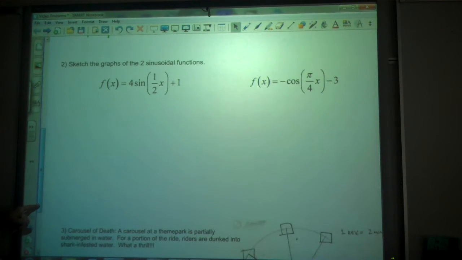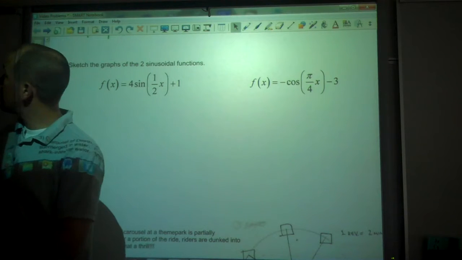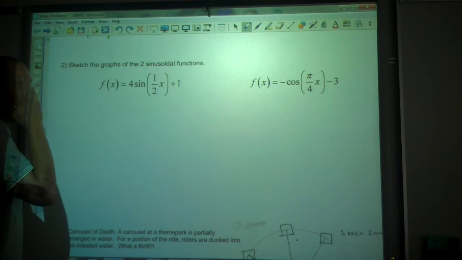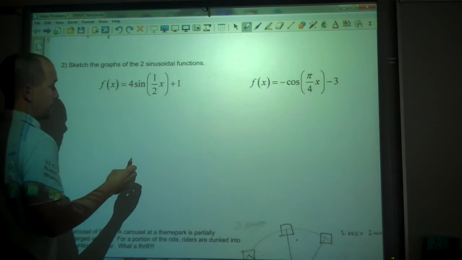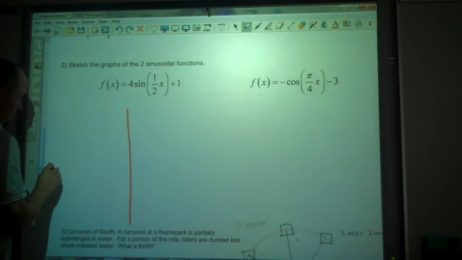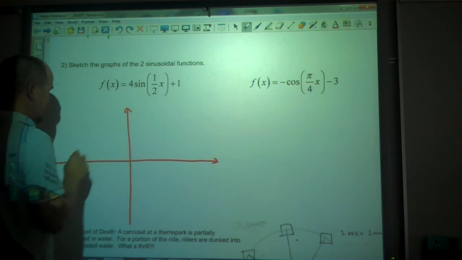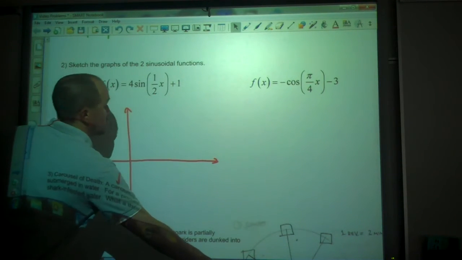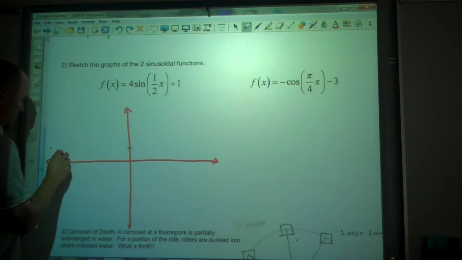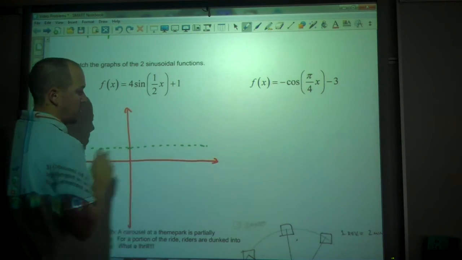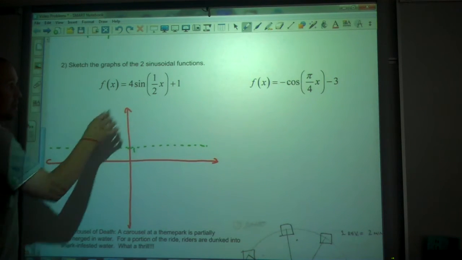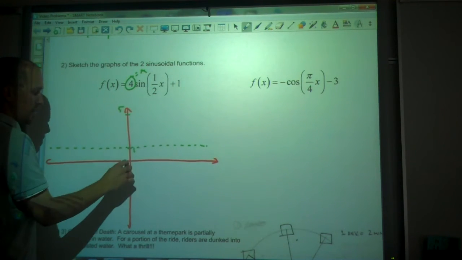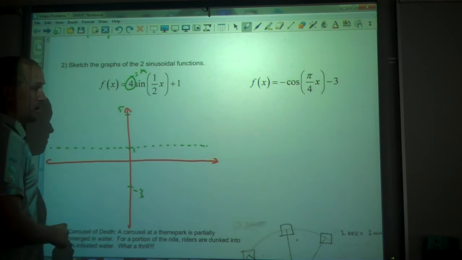Alright, so here's an example where we are going to sketch the graphs of two sinusoidal functions. Again, let's see here. So I'm going to sketch this in. Okay, so this is a sine curve and it's shifted up 1. So since it's shifted up 1, I'm going to go up to 1 and draw on a dotted line at 1. It has an amplitude of 4, so it's going to go up to 5 and down to -3.